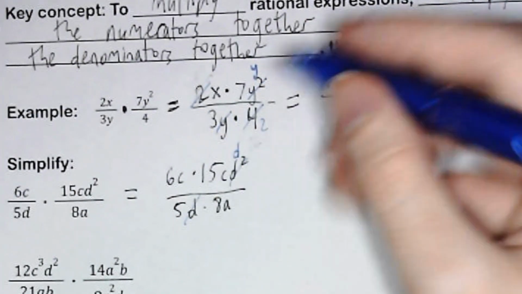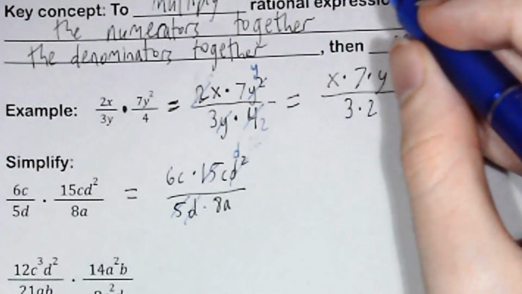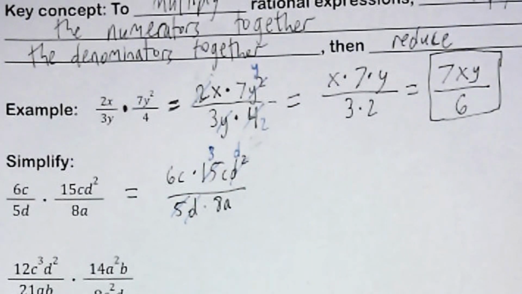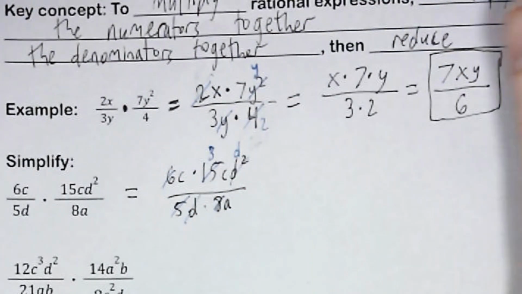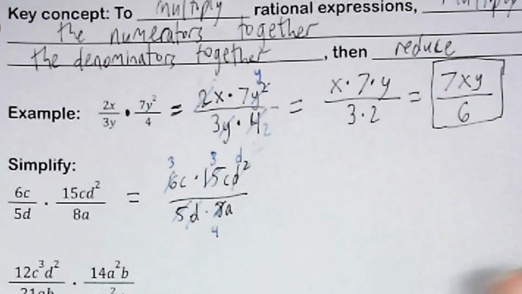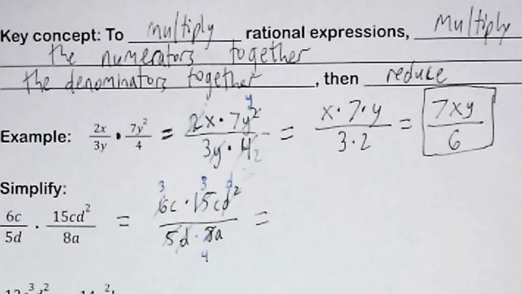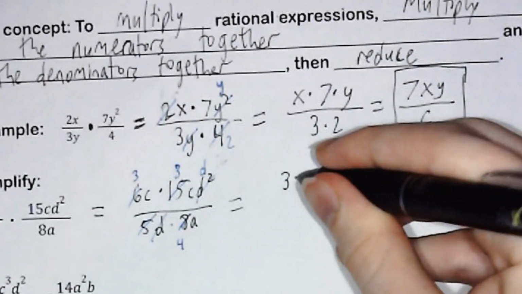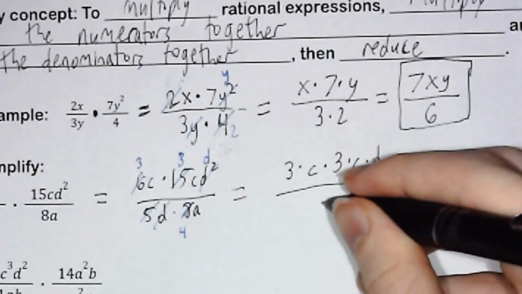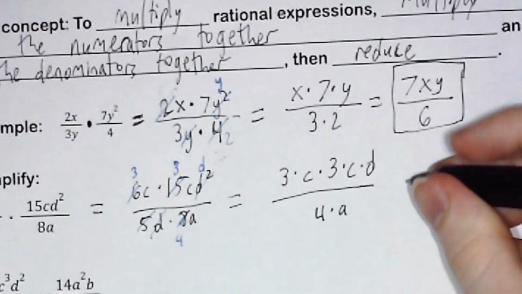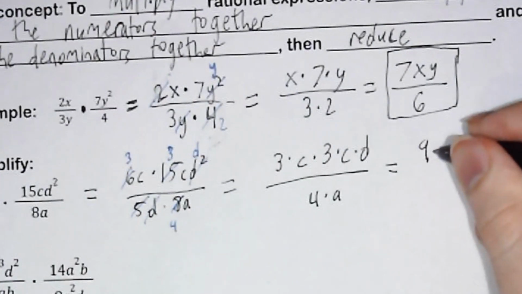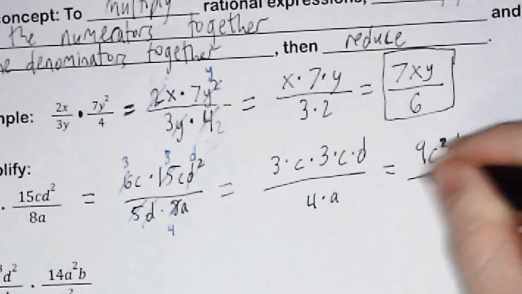So let's go to the numbers. We've got 15 and 5. They both have a 5 in common, so that reduces to 3 and 1, which we don't have to write. Then 6 and 8 both have a 2 in common, so this reduces to 3 and this reduces to 4. And now I write out all of my parts. So I have 3 times c times 3 times c times d over 4 times a, which leaves me with 9c squared d over 4a.